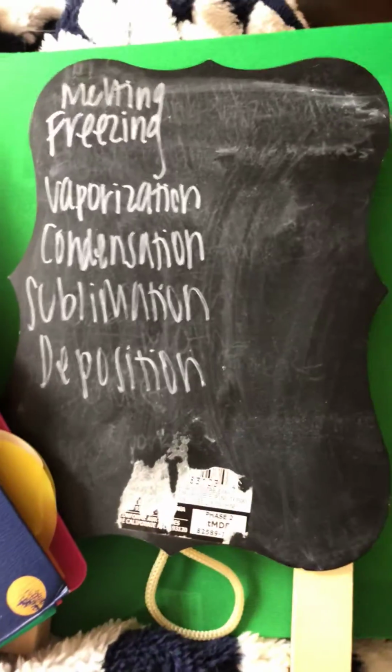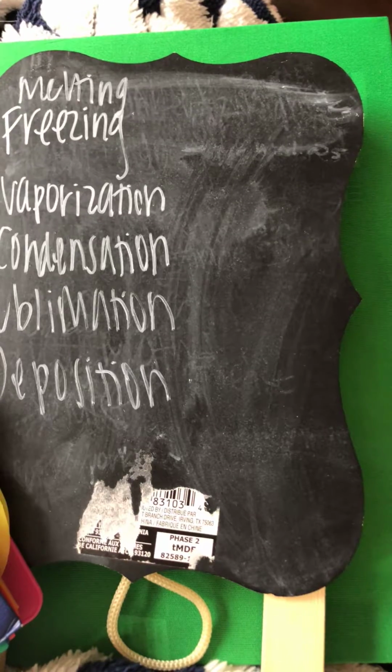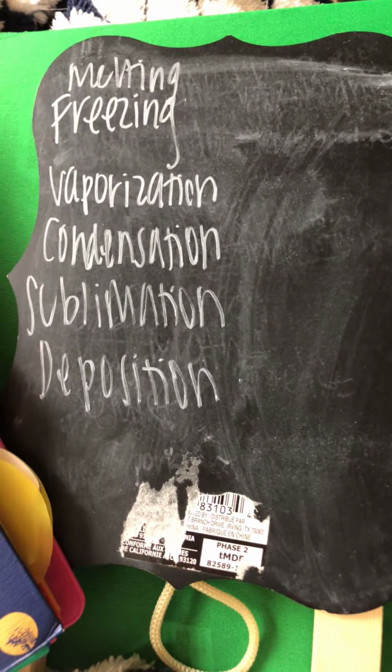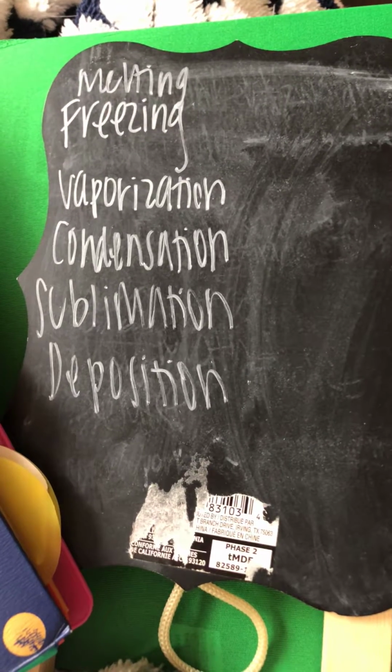Today is all about phase changes. So if you did the notes, you should know that going from a solid to a liquid is melting. Going from a liquid to a solid is freezing. Going from a liquid to a gas is vaporization.